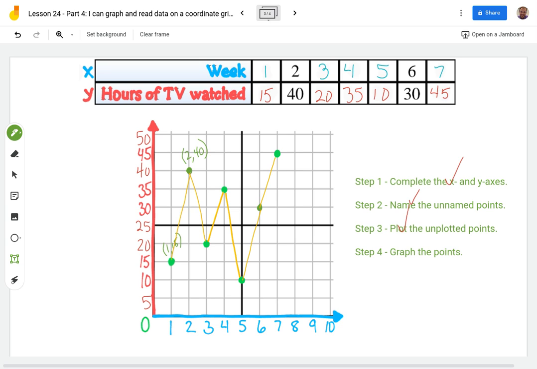Excellent. That is your work today. It's identical type skills in math as our previous lesson. However, we're approaching it from a different angle. So make sure you follow all 4 steps.